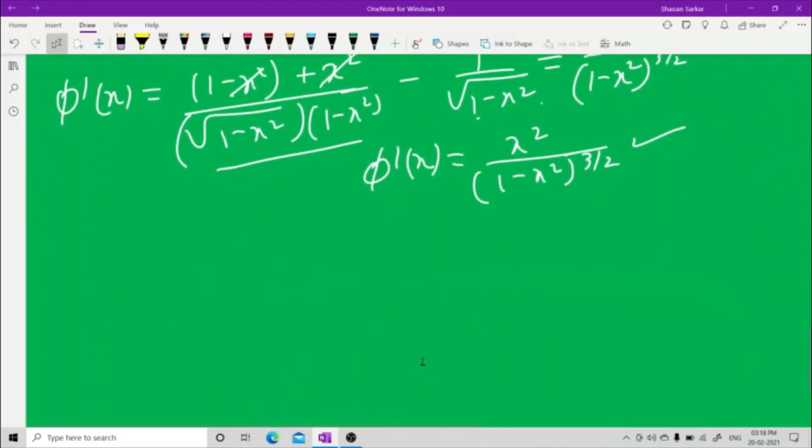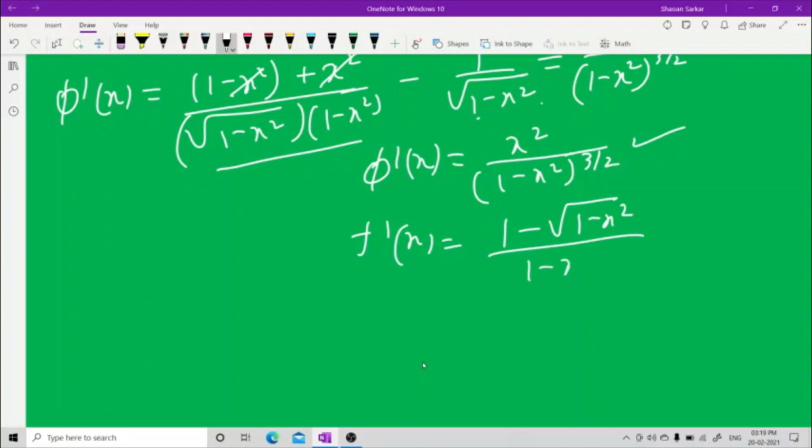Let us write it down. We have phi dash x and f dash x as 1 minus under root 1 minus x square upon under root 1 minus x square. These two things we have got. हमारे पास ये दोनों चीजें हैं.